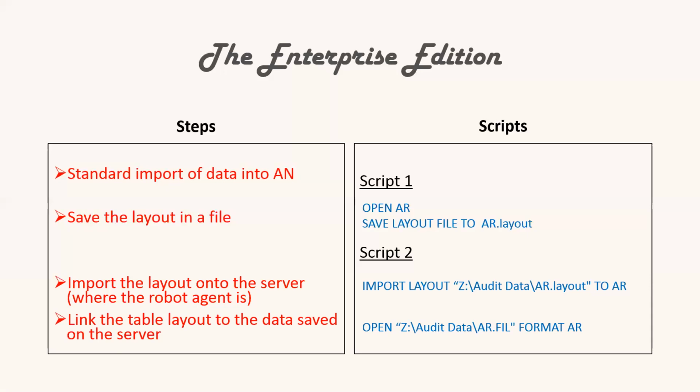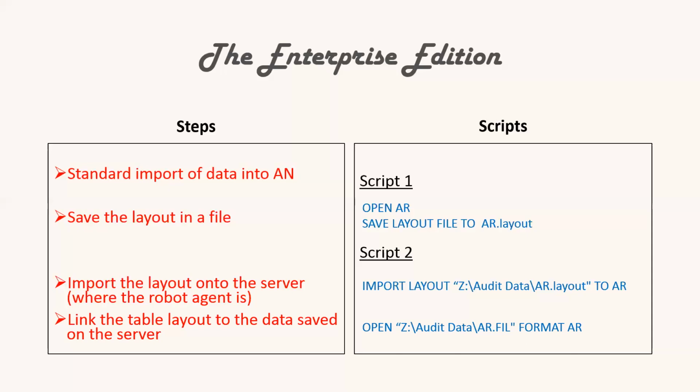And we issue this instruction, open wherever the data is. We need to put that ar.fil data on that server where the agent is, and we link it to this table AR. So now that data is sitting on the server, and the robot agent will communicate with the robot that was created in the cloud on the Amazon server and say, okay, you need to run those scripts. Oh, by the way, let me help you find, on the server away from the cloud, where the data is. The robot agent knows it's in Z/audit data/AR.layout.